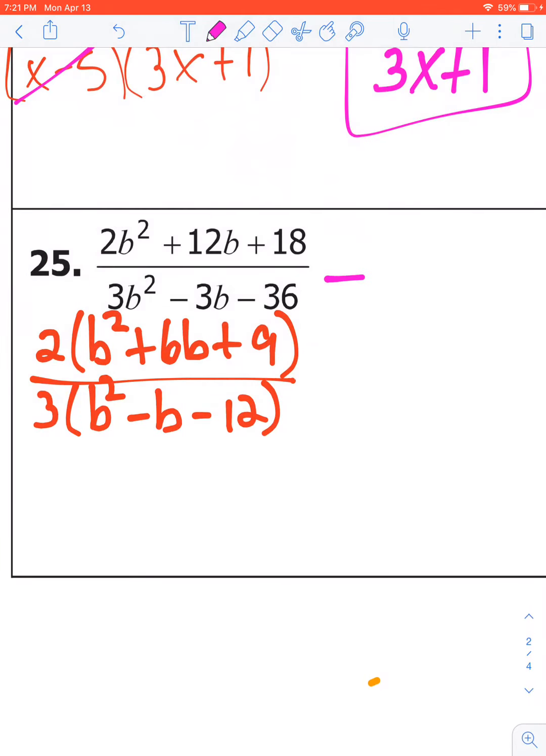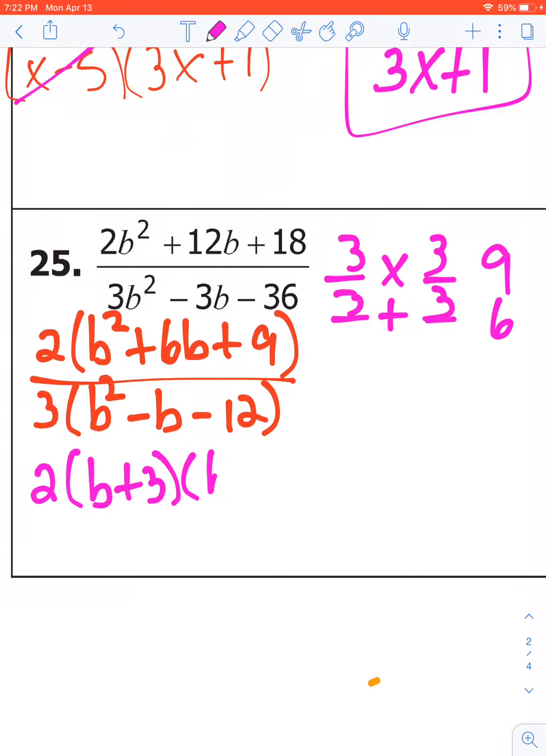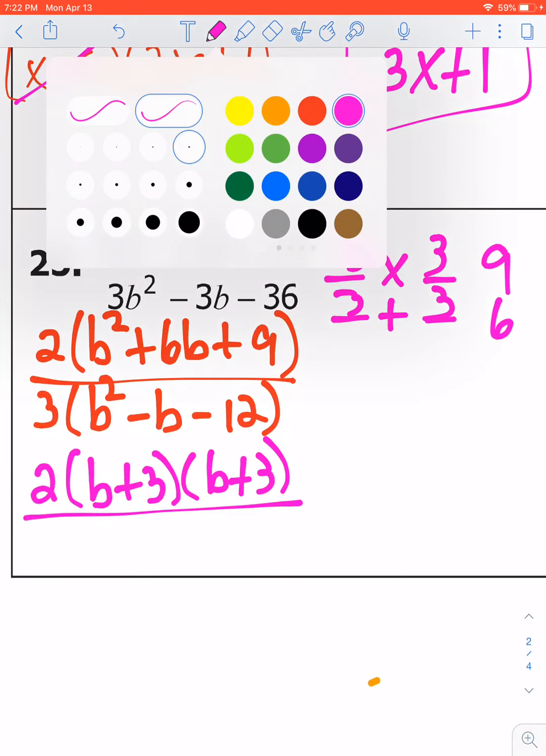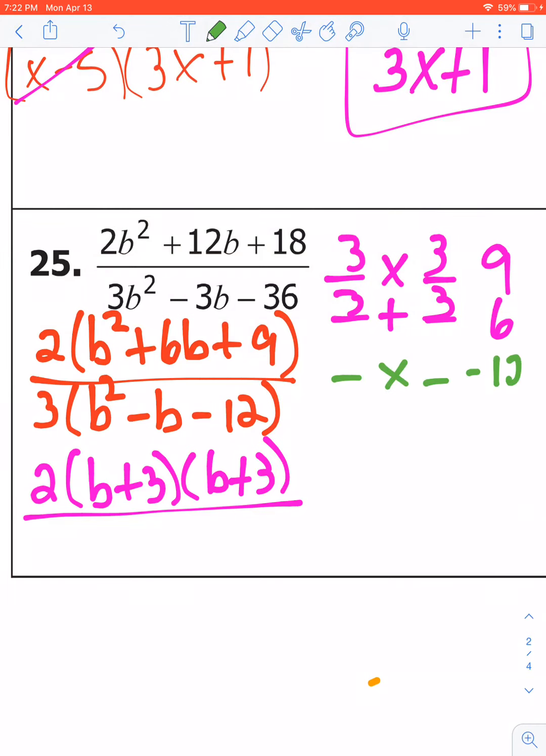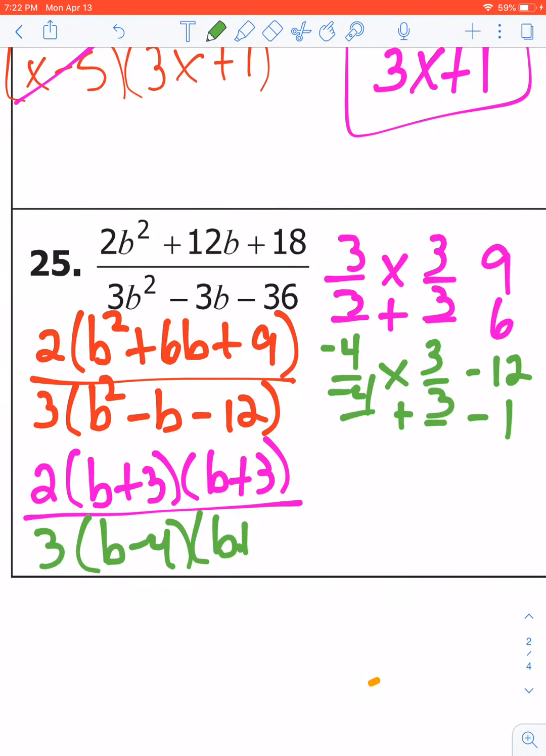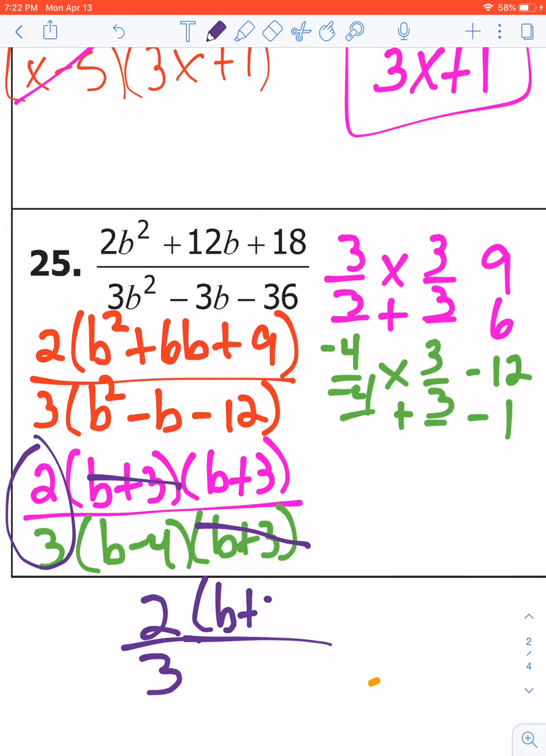So in the numerator, I need to find two numbers that multiply to give me a 9, but that add to give me a 6, and that's 3 and 3. Then in the denominator, I need to find two numbers that multiply to negative 12, but that add to a negative 1, and that's going to be negative 4 and 3. The b plus 3's, only one set cancels, only 1 for 1. So I can't cancel out both, just 1 for 1. The 2/3 doesn't reduce. Final answer, 2 over 3, and then I have a b plus 3 in the numerator and a b minus 4 in the denominator.